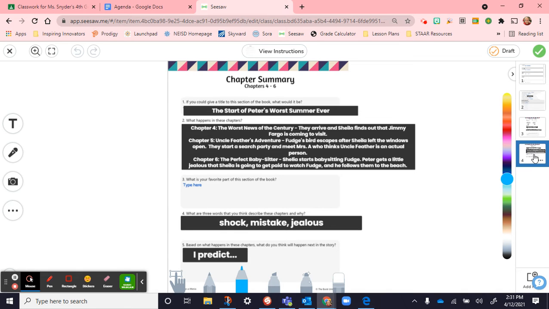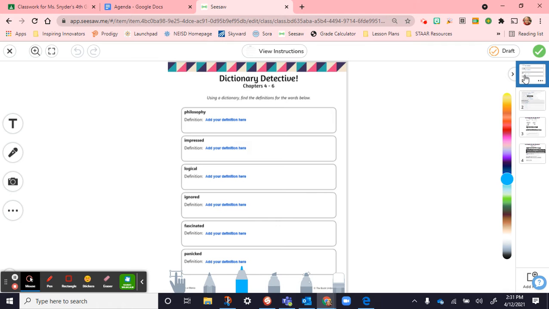Not chapter 4, page 4. Some more summaries of what was going on in there. Tomorrow we will finish up anything that was not finished today.